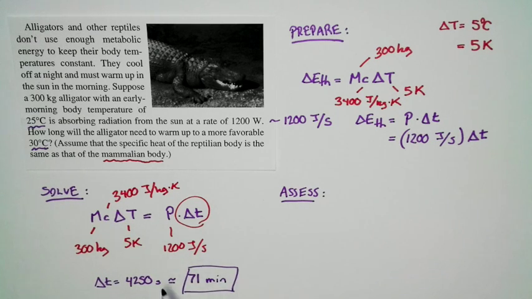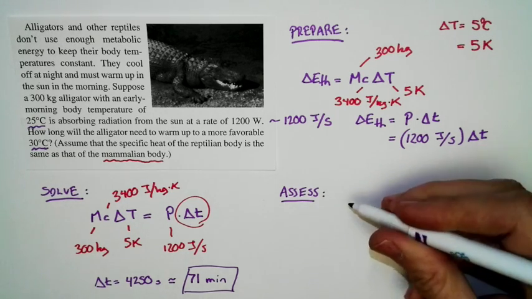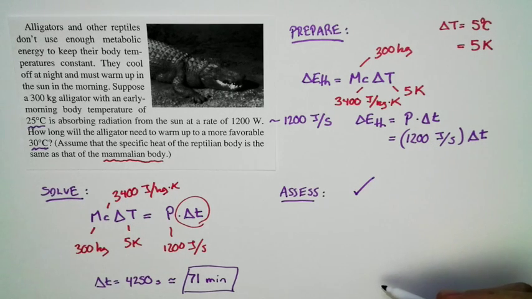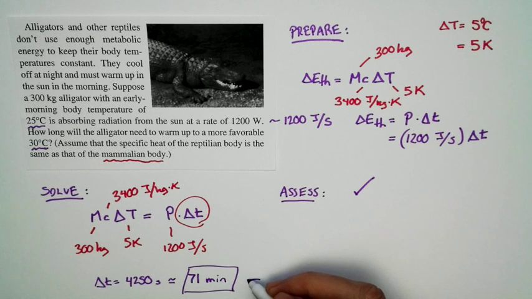On the other hand, we don't end up with a time that's more than 24 hours. It's not more than the alligator can build up during the course of a day. So this seems quite reasonable. This seems like a good result. It matches our expectation of how the world works. And that's our final step in any problem, to check that.